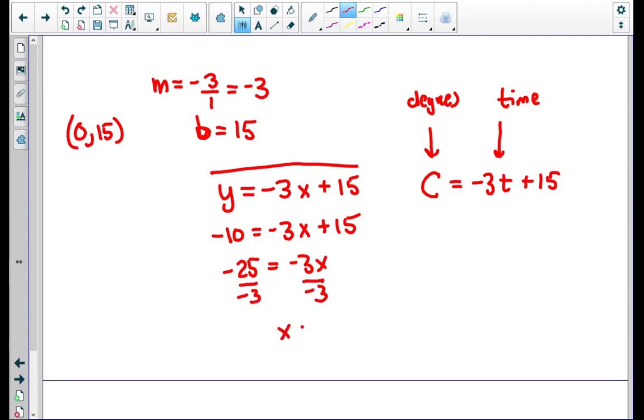And I'm going to get a weird number. I don't think it was supposed to be that weird, but it's going to be +8 1/3, because 8 times 3 is 24, that's a remainder of 1. So about 8 hours and, a third of an hour, I'm sorry, 20 minutes. A third of an hour is 20 minutes, excuse me. So it would be 8 hours and 20 minutes, because 60 minutes in an hour divided by 3 is 20. Okay, so that's what x would equal, 8 1/3, and that's what they're asking for.